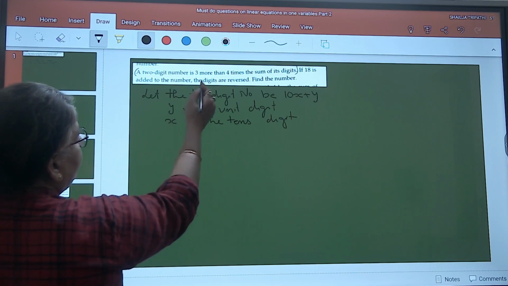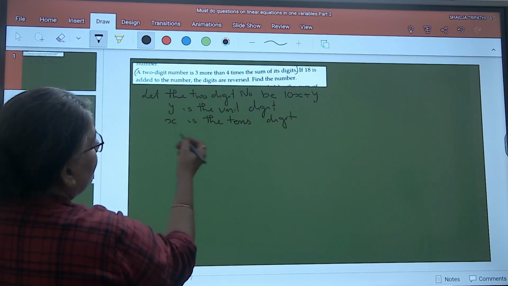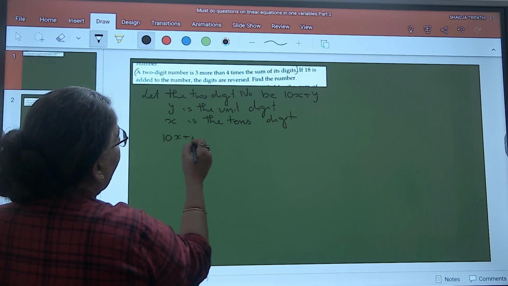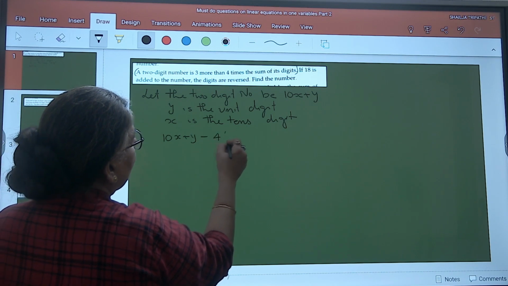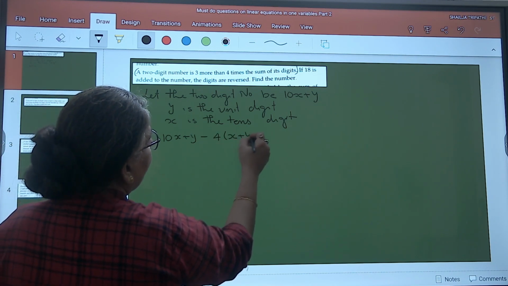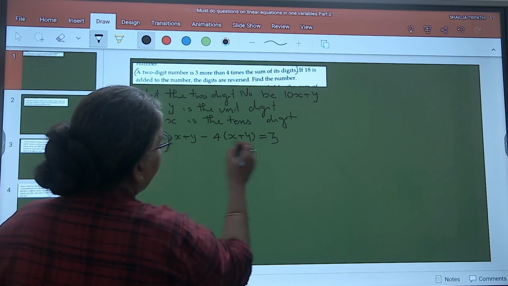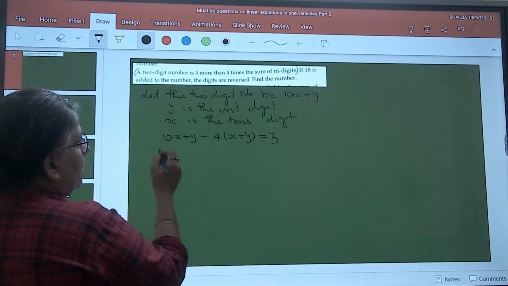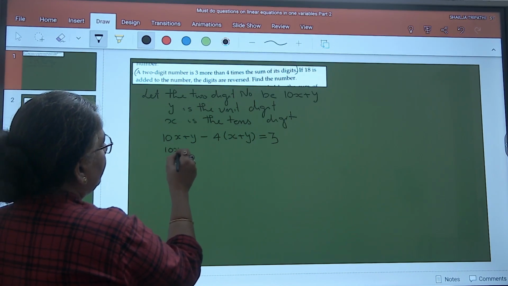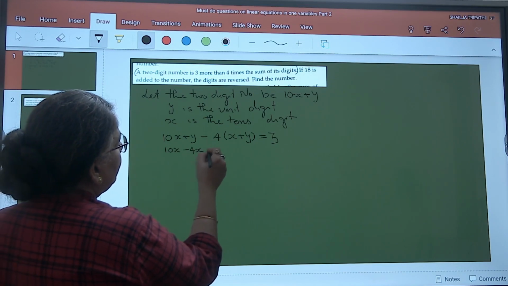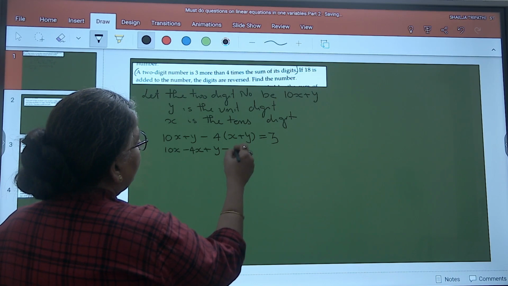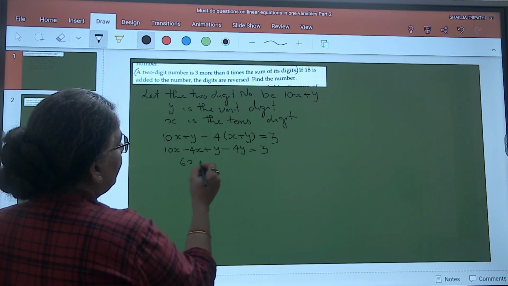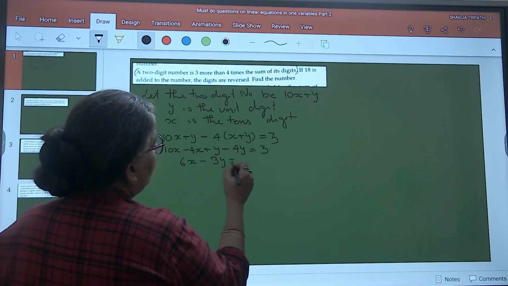A two-digit number is 3 more than 4 times the sum of the digits. So we'll write it this way: 10x plus y minus 4 times the sum of the digits, that is x plus y, is equal to 3. That is, the number is more than 4 times the sum of digits by 3. So now let's solve it. We get 10x minus 4x plus y minus 4y is equal to 3. So here we get 6x minus 3y is equal to 3.